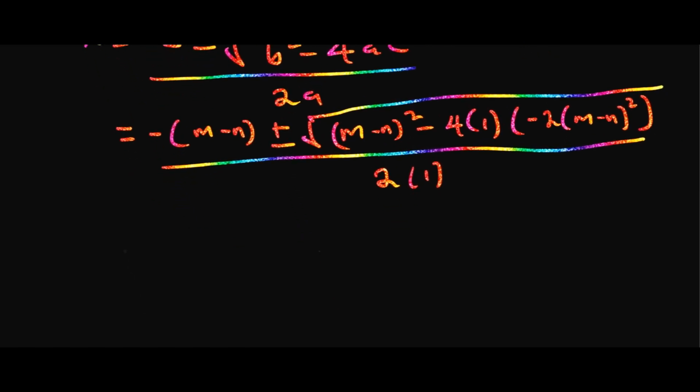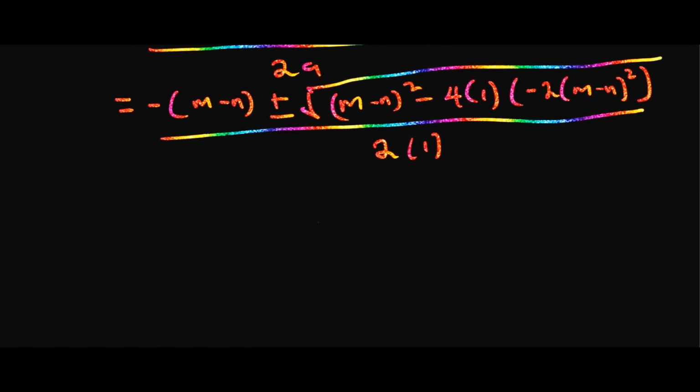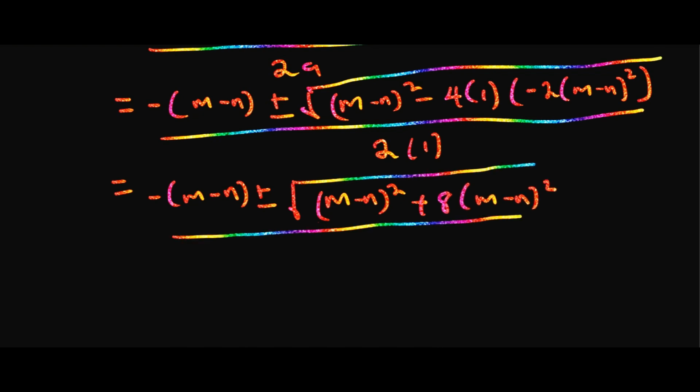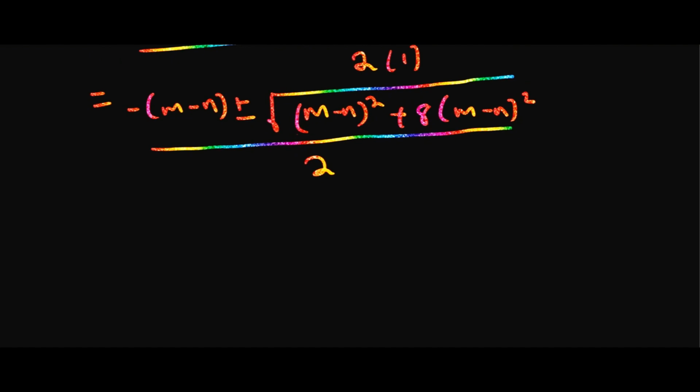So let us simplify this. So we have -(m - n) ± , and under the root we have (m - n)². Then we have minus 4 times 1 times -2, which is plus 8(m - n)². That is under the root. Then this is over 2 times 1, which is just 2. So if you look at whatever is under the root, you see that they are like terms. (m - n)² and (m - n)² are like terms. So it is 1 plus 8 of those.